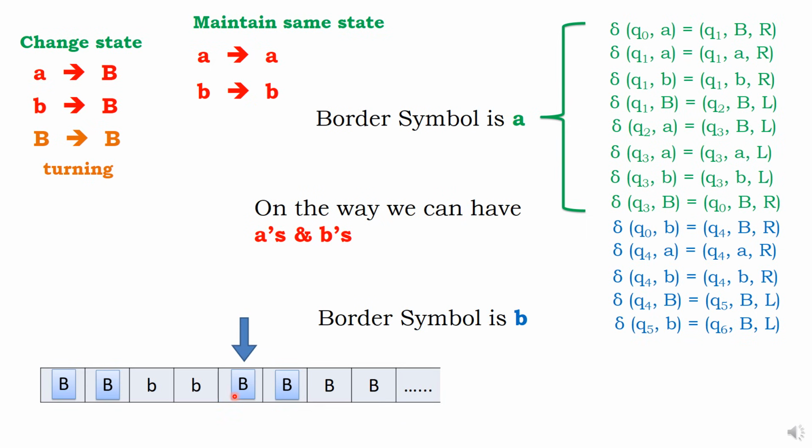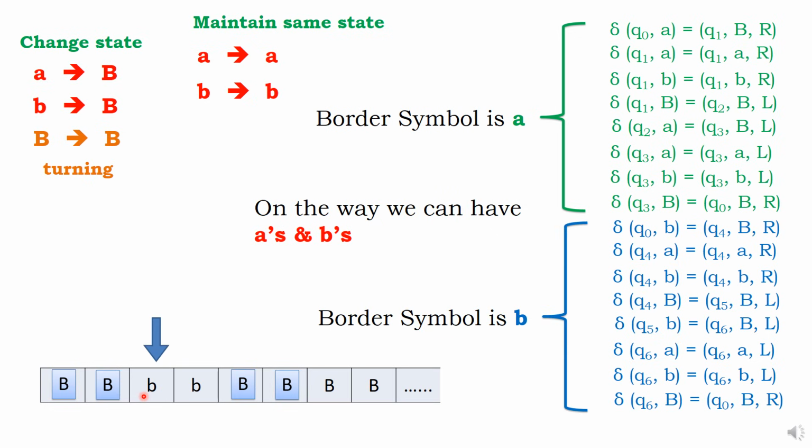Done. Then I keep on going left side. On the way, small letter A comes, small letter B comes. You have to replace in the same state. Maintain the same state, that is Q6. Done. Then when I reach this particular point, capital B replaced by capital B, I came here. But I was in Q6. I should come to initial state Q0. Capital B replaced by capital B, come to Q0. Done. Now all this comes under border B.